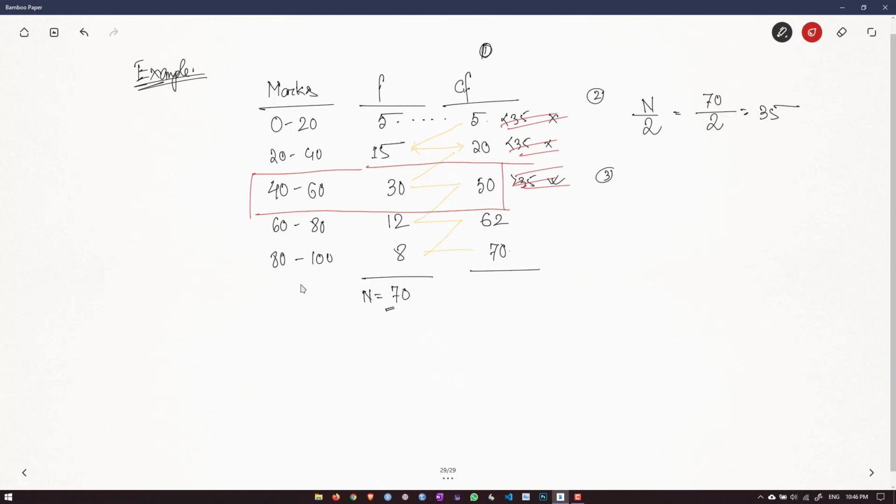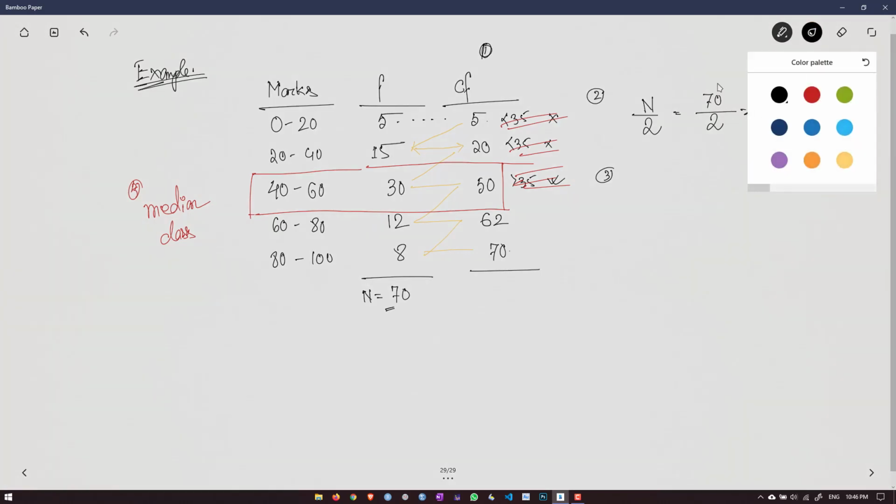Then why are we not choosing them? Because 50 is the just next value in the cumulative frequency table, right? You just have to find out something which is just crossing the value 35, right? So 50 is the first value that comes in that series. So this will be your median class. Now once you have identified, so this median class, this is your step number 3, right?